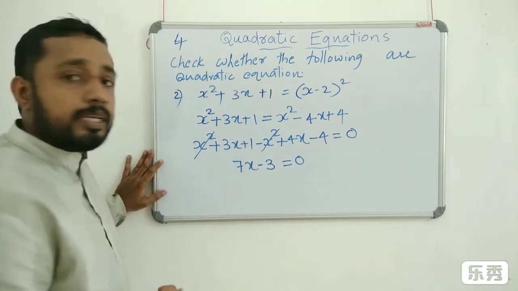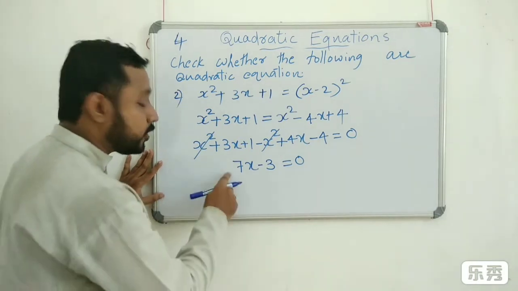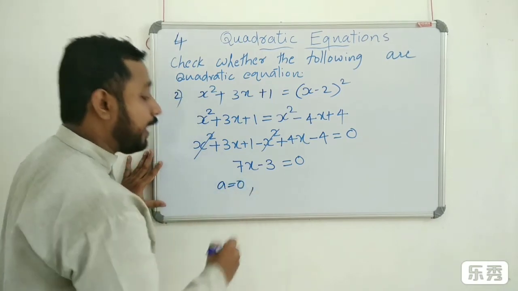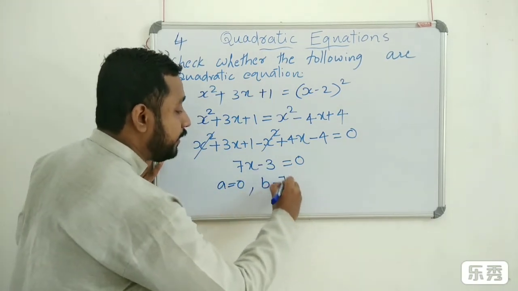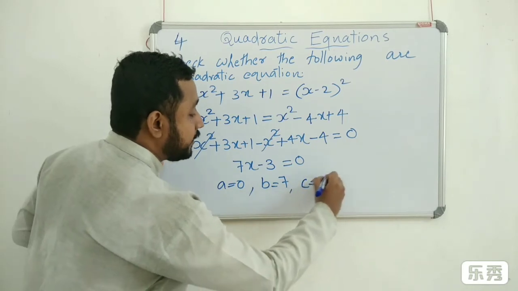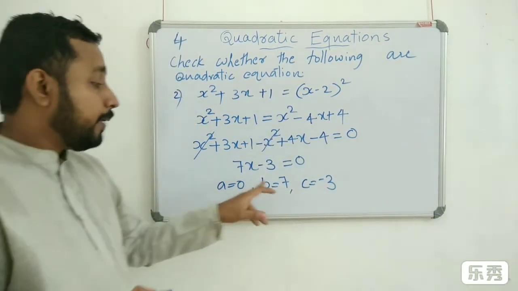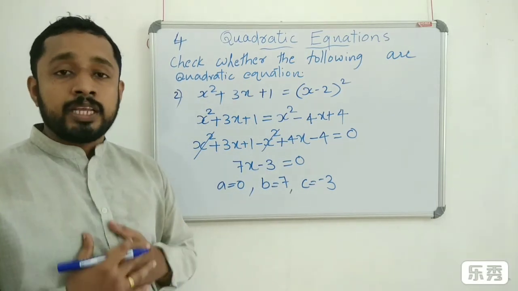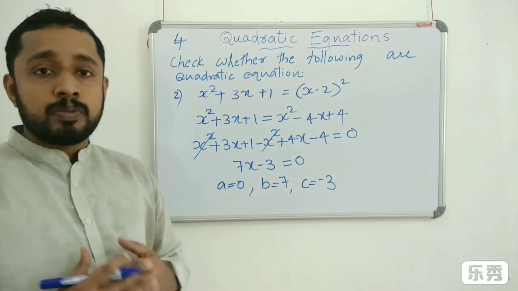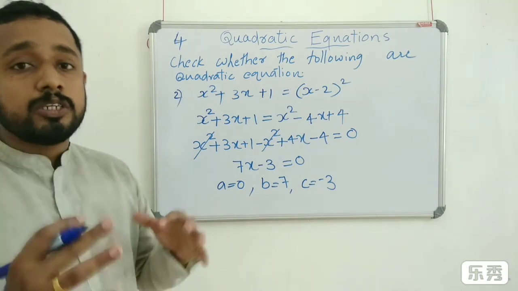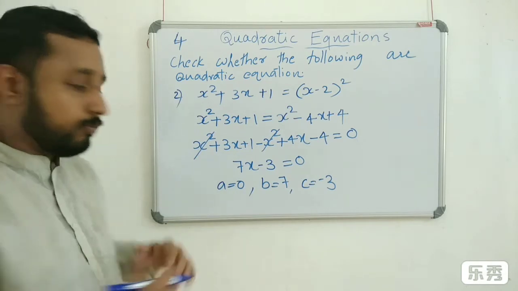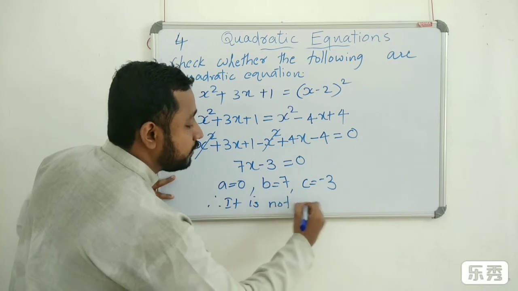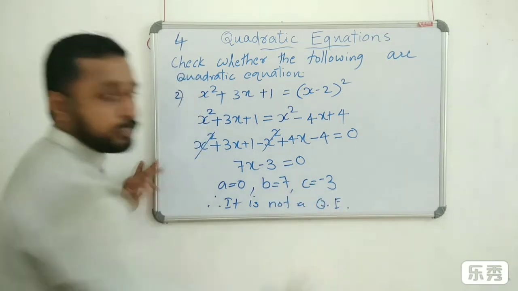When we compare this equation with the general form, there is no term of x square, that is a is equal to 0, b is equal to 7, and c is equal to minus 3. We know that the general form of a quadratic equation is ax square plus bx plus c is equal to 0, and a is not equal to 0. Here a is equal to 0. Therefore, it is not a quadratic equation.